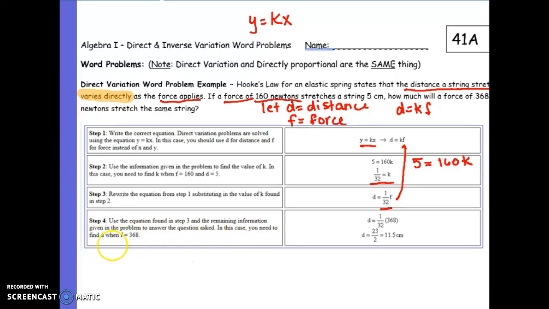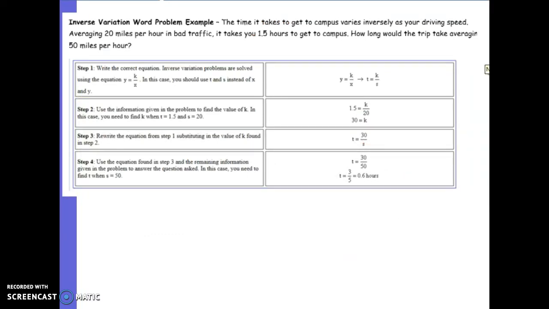In this case, you need to find d, because it's asking how much will a force of 368 newtons stretch the same spring. So we know our force is 368, and we're looking for the distance. So d is equal to 1/32 times 368, and that's how we get 11.5 centimeters.